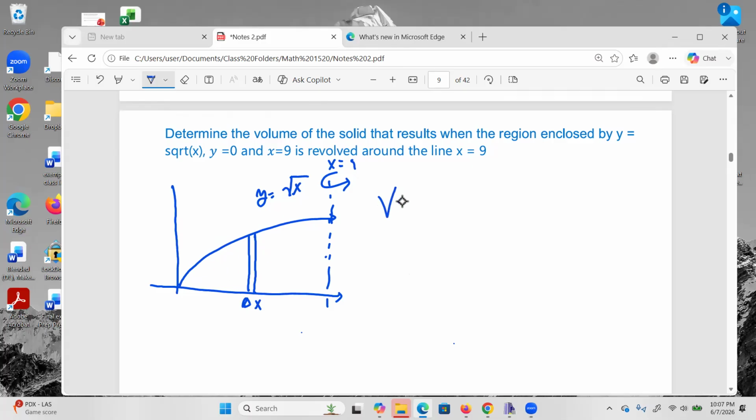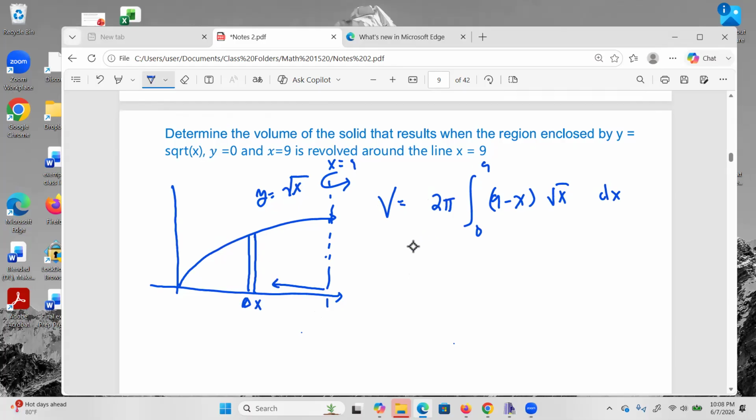Okay. So my volume is going to be 2 pi integral 0 to 9. And then we have to multiply by our radius, and that's going to be 9 minus x, times our height, square root of x, times the little thickness of the shell here, dx.